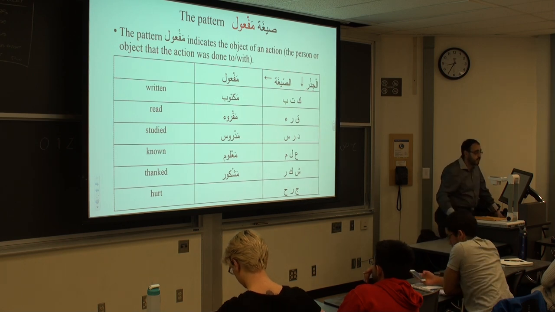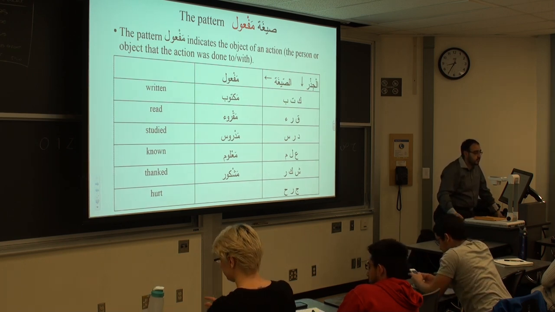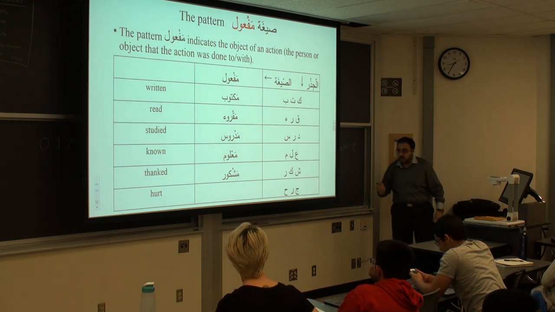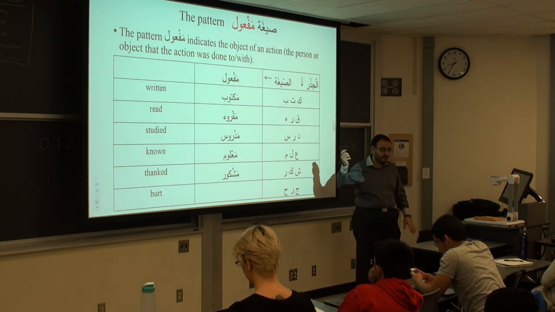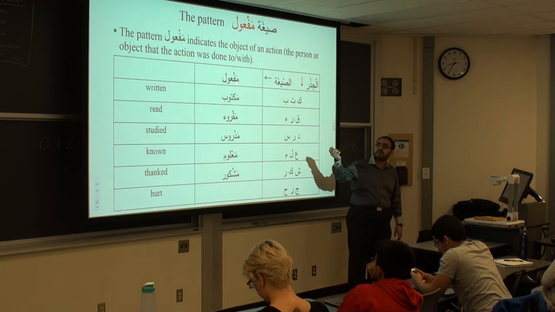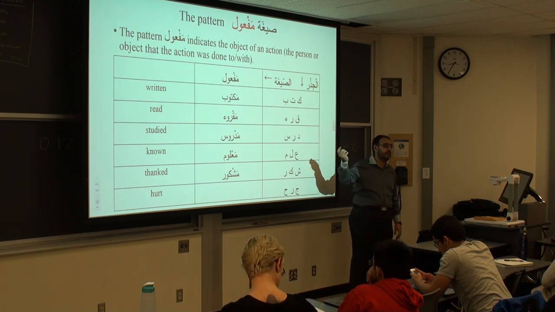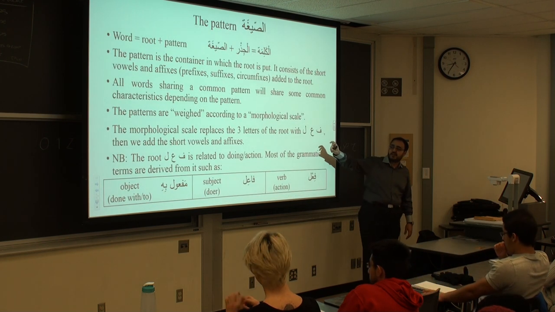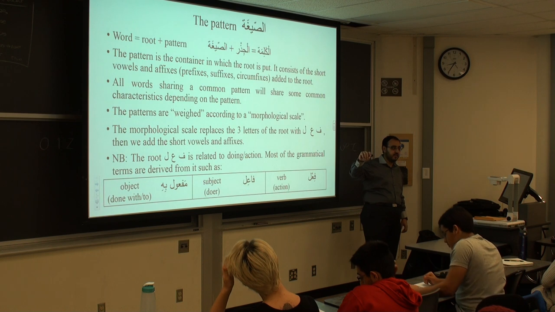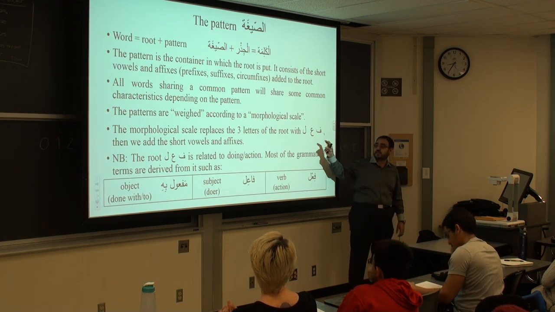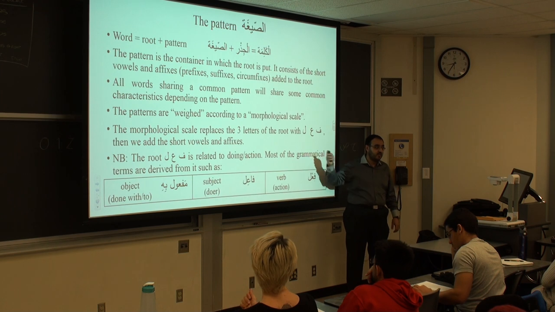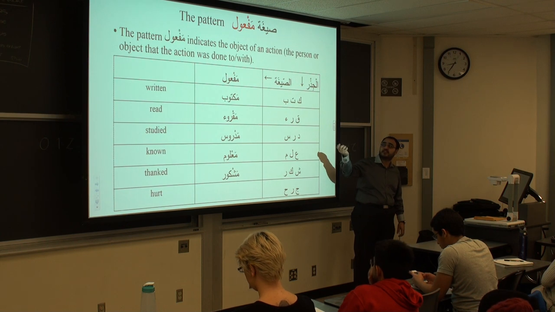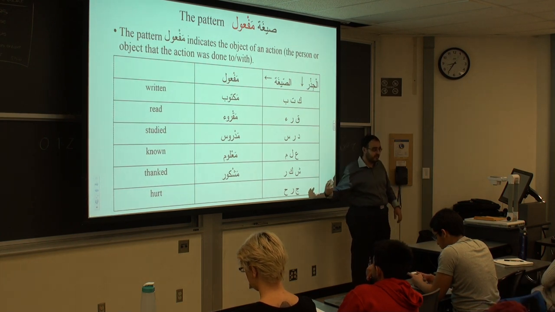I have a question. How do you know to leave the mim alone? Because that's like a constant. It's always just the middle consonants, we leave out the last. Yeah, I get your point. What will be replaced are only the fa, ayn, and lam letters. Why? Because, as we mentioned, when we are using the morphological scheme, we're replacing the three letters of the root with fa, ayn, lam. In this case, we'll be doing the reverse: replacing the fa, ayn, lam with the three letters of the root.